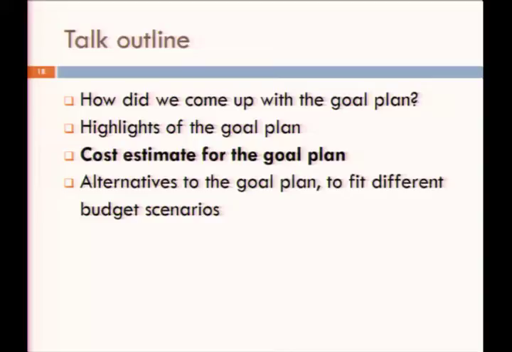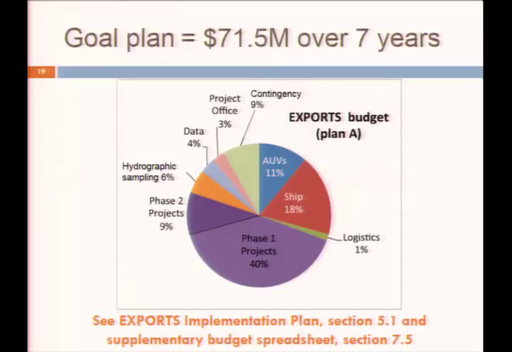So we made this cost estimate for the goal plan, which again was the plan that we think we have the highest confidence that it will enable us to actually answer the 3 EXPORTS science questions. So the goal plan, we were able to cost that by just adding up all of the pieces. And it comes down to $71.5 million over 7 years.